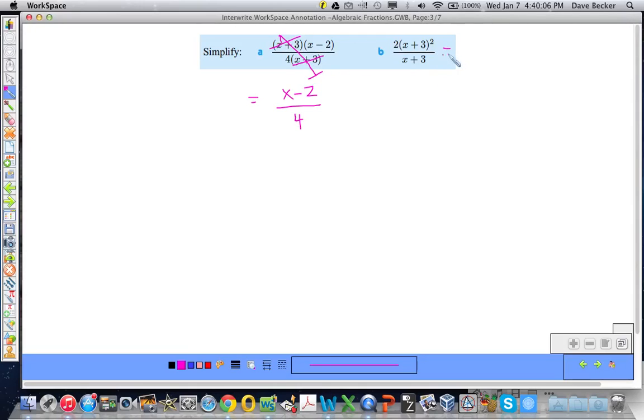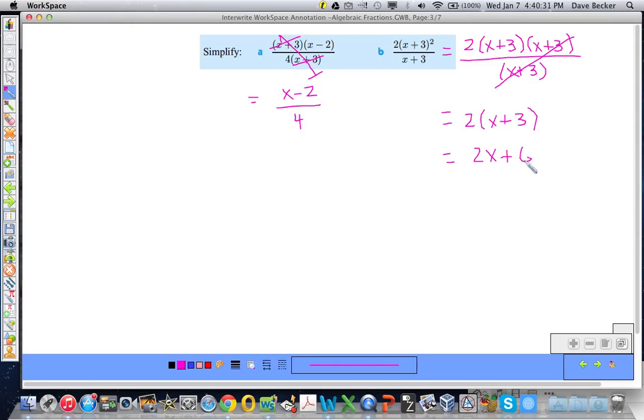What about this one? x plus 3 squared times 2 over x plus 3. I'm going to rewrite x plus 3 squared as x plus 3 times x plus 3 all over x plus 3, right? So the x plus 3's cancel, and I'm left with 2 times x plus 3. And that's good enough. You might be thinking, well, can I write that as 2x plus 6? Yes, you can. Either answer is acceptable.